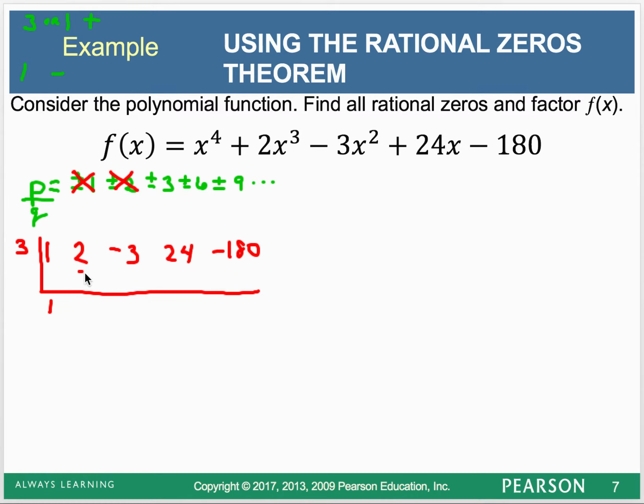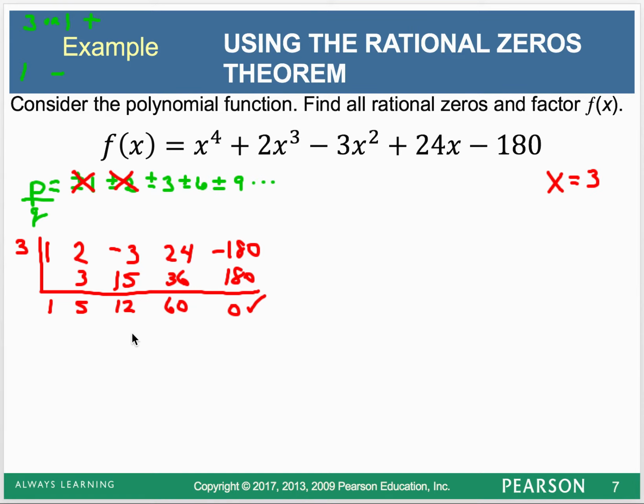3 times 1 is 3. Add them together. 3 times 5 is 15. Add them together. 3 times 12 is 36. Add them together. Oh, 3 times 60 is 180. Woohoo! See how awesome it is when you actually find one? Then you get so excited, right? Okay, so I have found one of my zeros.